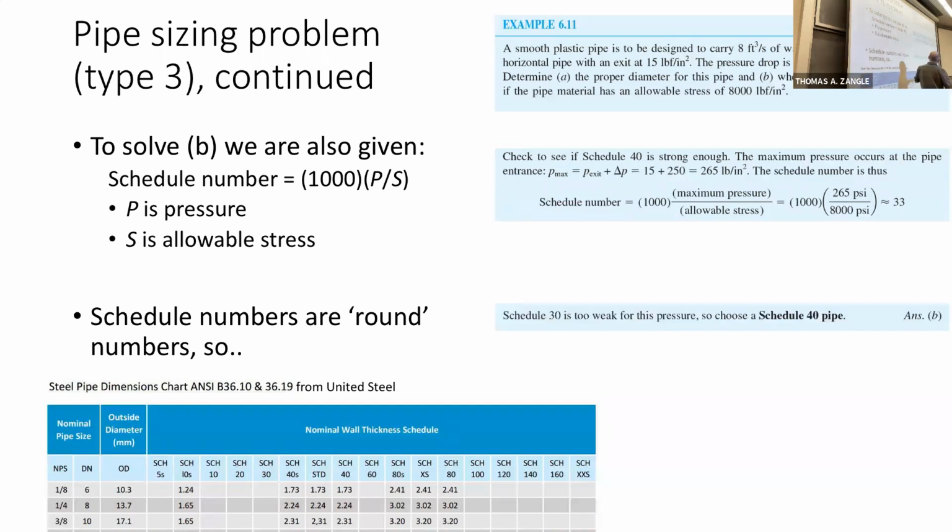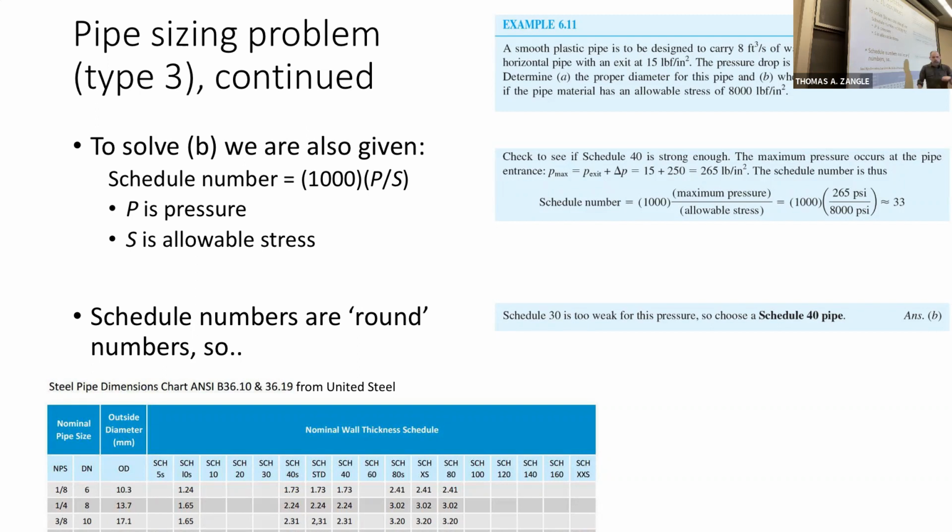So Schedule 30 would not work, right? The pressure within this pipe is too high. The schedule number that we compute is larger than 30, meaning that a Schedule 30 pipe would not be sufficient. Basically, the wall thickness of Schedule 30 pipe would be too thin to hold this pressure. So we're going to go with a Schedule 40 pipe in order to hold this pressure. Okay.